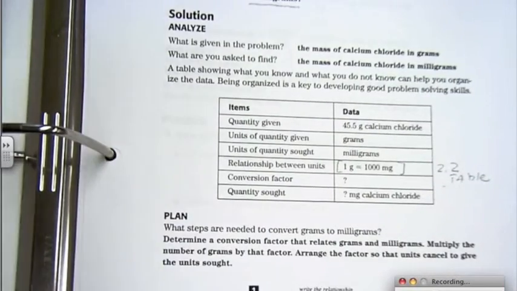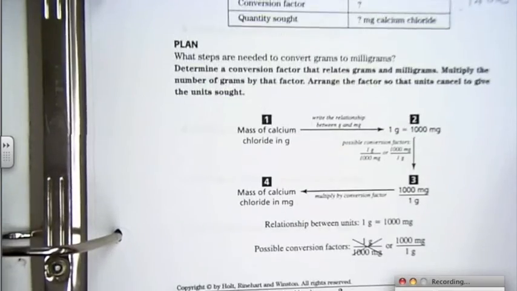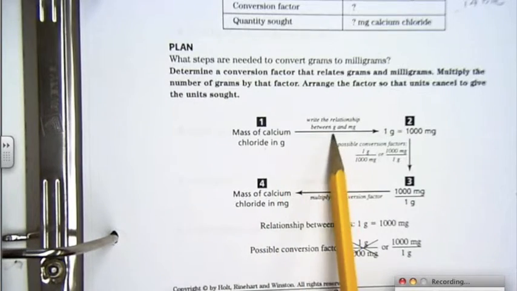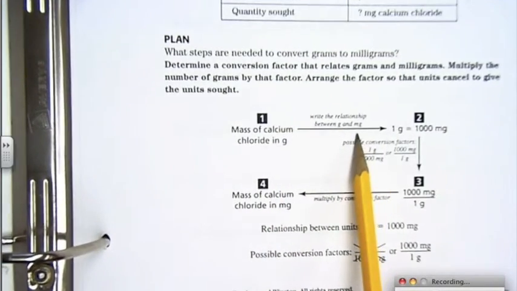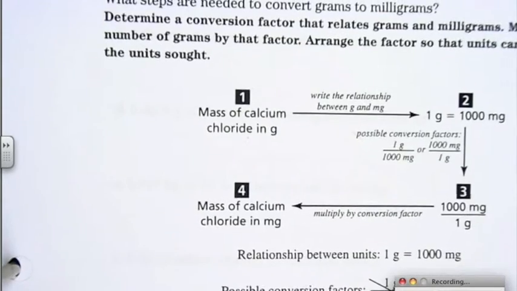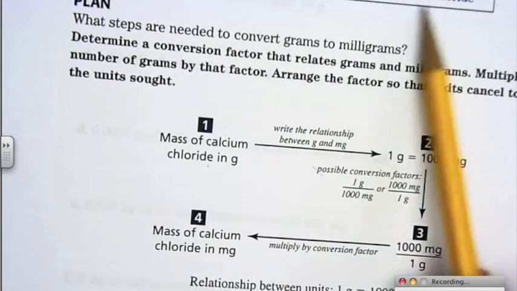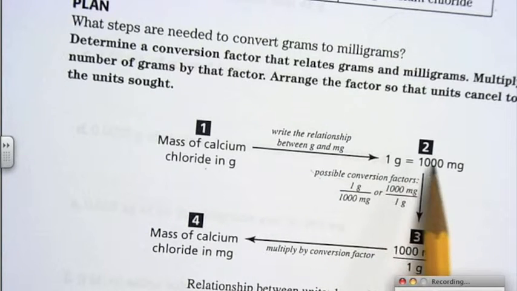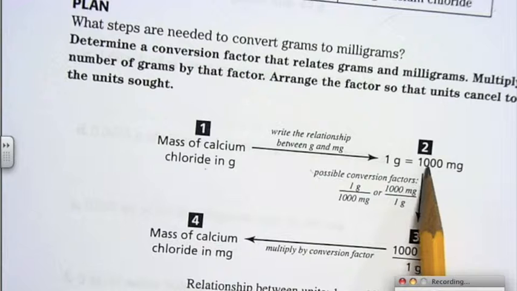Okay, so let me move it down and look exactly at what they did. First they said, we want this. We're going to write the relationship between grams and milligrams. So 1 gram equals 1,000 milligrams. So far, are you following me? Any questions?